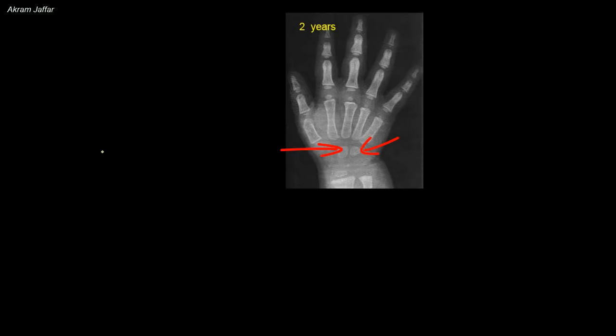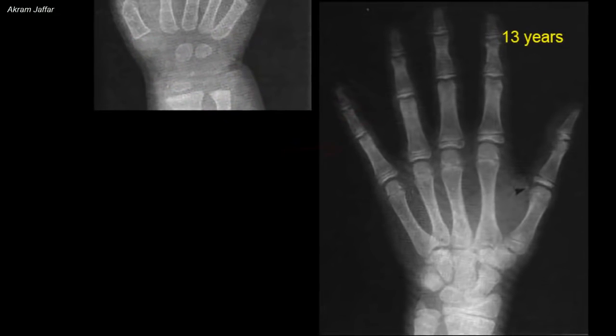This is an X-ray of a 2-year-old child showing 3 of the carpal bones. 2 of them ossify during the first year. The capitate, the largest one, is the first to ossify. The smallest, the pisiform bone, ossifies last, and this is at the 10th or 11th year.